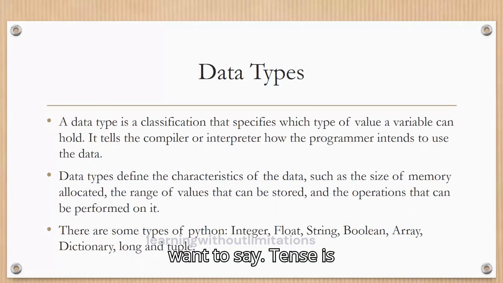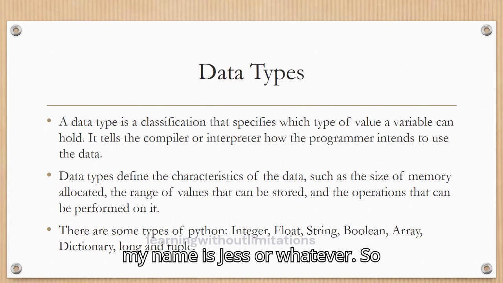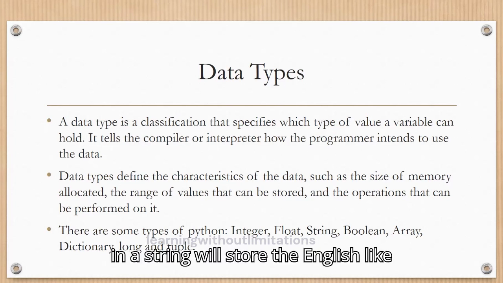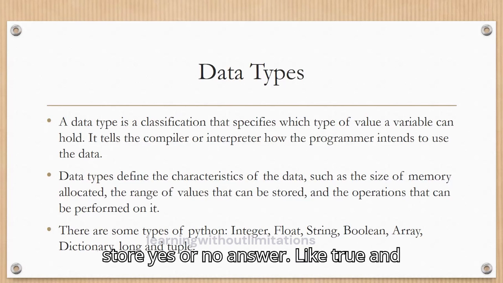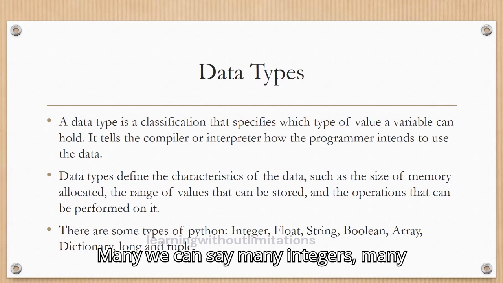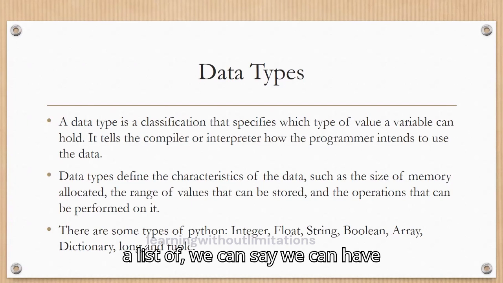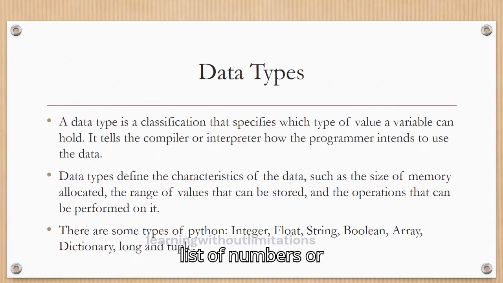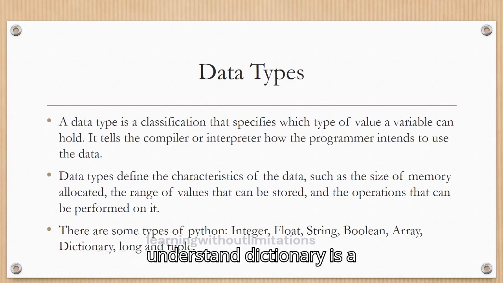String is like an English sentence. For example, I want to say my name is Diz, or whatever. So a string will store the characters of a sentence. Boolean will only store a yes or no answer, like true and false. Array will store many integers, many floats. In an array we have a list of numbers or strings, whatever data type. When we do it practically, we can easily understand.